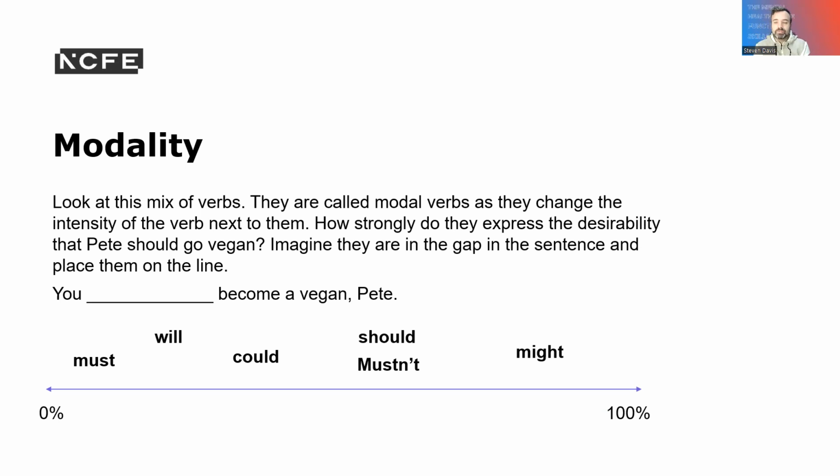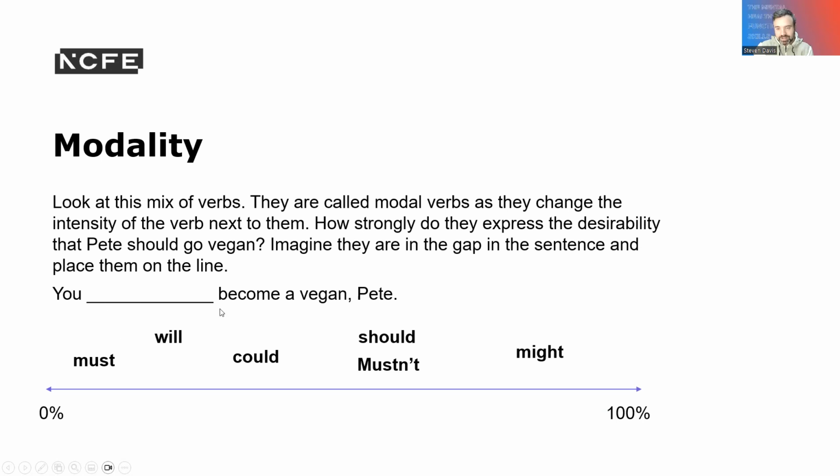They are called modal verbs as they change the intensity of the verb next to them. How strongly do they express the desirability that Peter should go vegan? Imagine they are in the gap of the sentences and put them in the line. So again, if we think this isn't going to happen, that is going to happen.